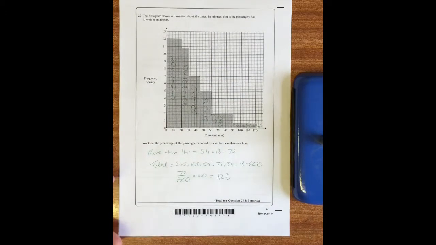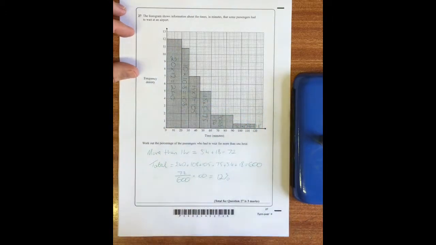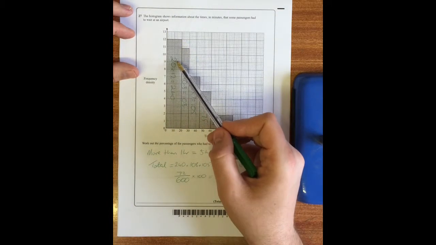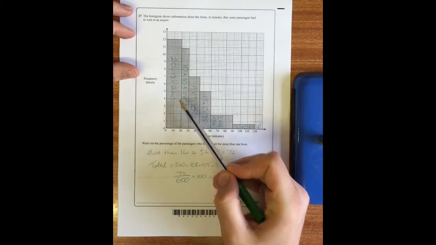Question 27. The histogram shows information about the times in minutes that some passengers had to wait at an airport. Work out the percentage of the passengers who had to wait for more than an hour. Well, the thing to remember with a histogram is that the area of the bar tells you how many people there are. So this is 20 wide by 12 tall. So 20 times 12 is 240.